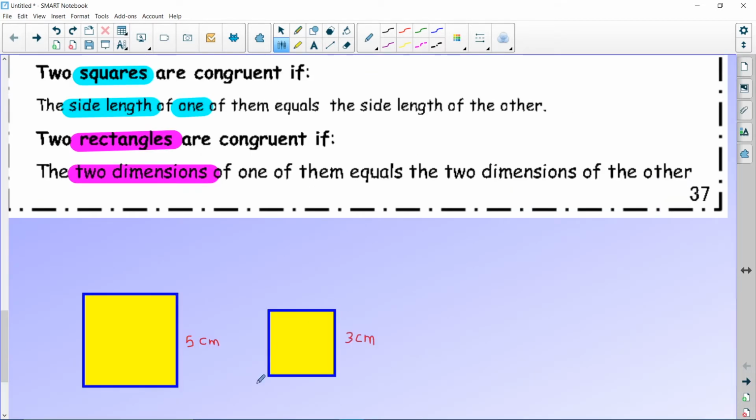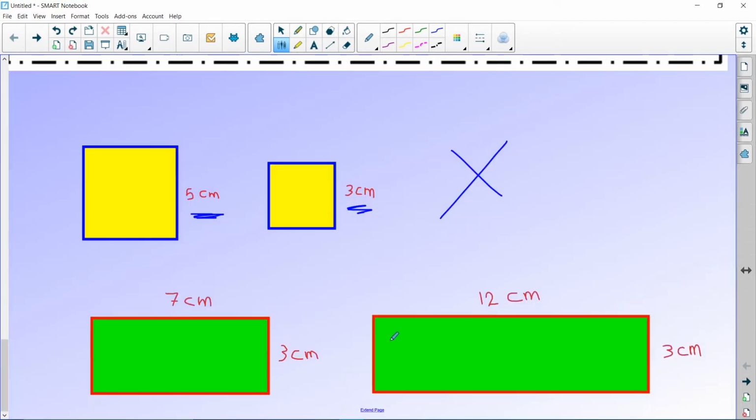For example, these two squares are not congruent. Why? Because this side length equals 5 centimeters and this equals 3 centimeters. At least one side of one of them must equal the side length of the other. These two rectangles are not congruent. Why? Because the two dimensions of one of them must equal the two dimensions of the other.